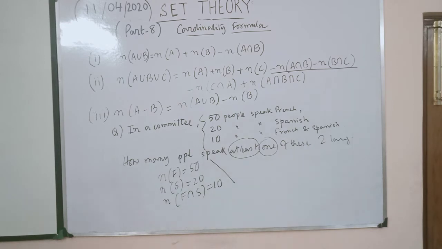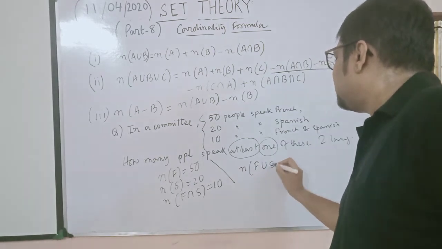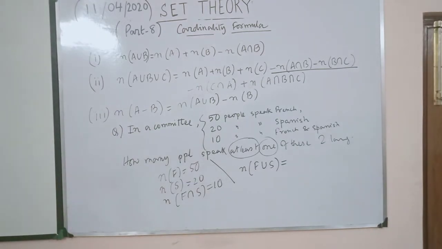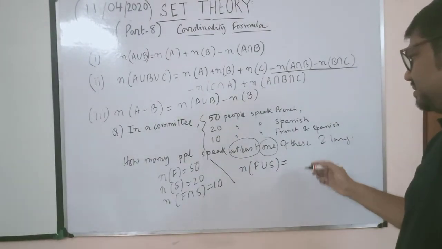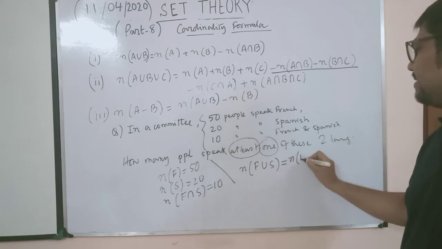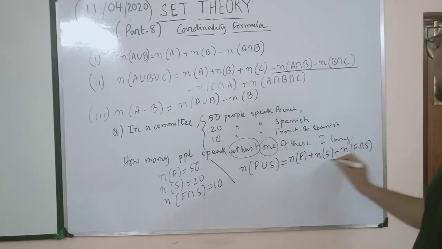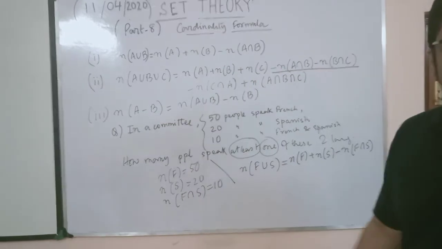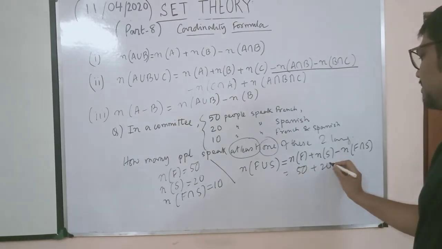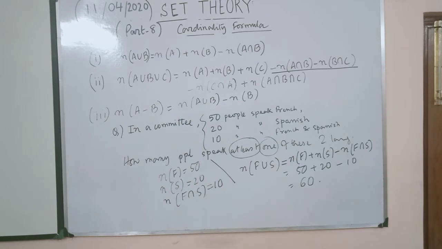How many people speak at least one of these two languages? If you draw the Venn diagram, this will be f union s. Why so? Because they can speak only French, only Spanish, or both. Every case you have to consider. At least one means either one language or more than one language. So you can write the formula first: nf plus ns minus n of f intersection s. It is the same formula, I have only replaced the initials by f and s to make it more relevant to the sum. So you put 50 plus 20 minus 10, and you get 60. So this 60 is our answer to the question.